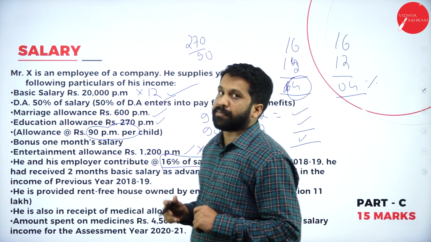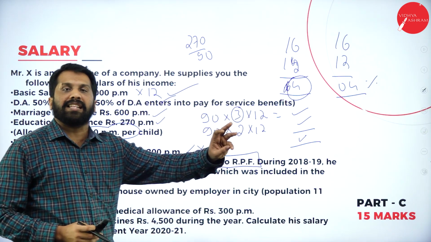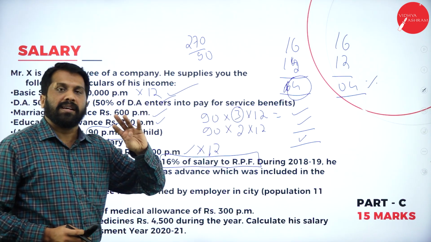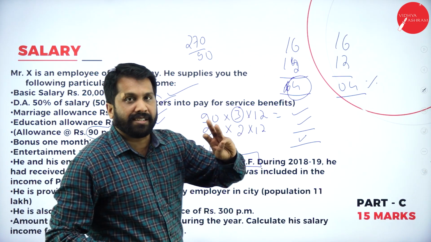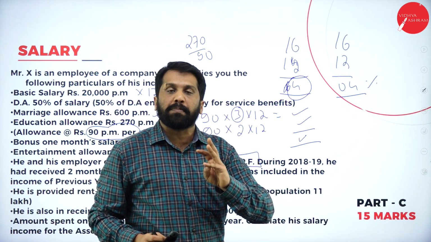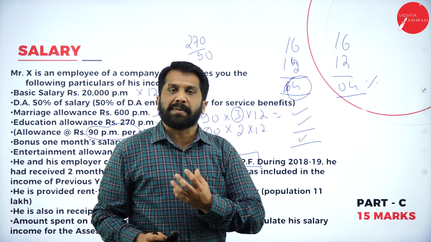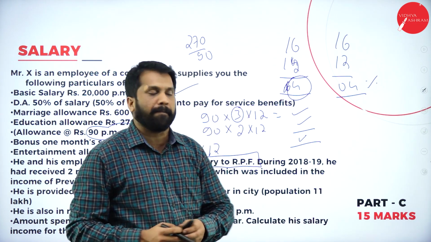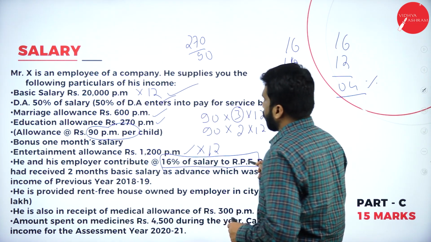4% is taxable on what? Basic salary plus DA. Remember, basic salary plus DA. DA must be part of the salary. Some adjustment must be there for DA. Now, I'll show you the calculation for this also.